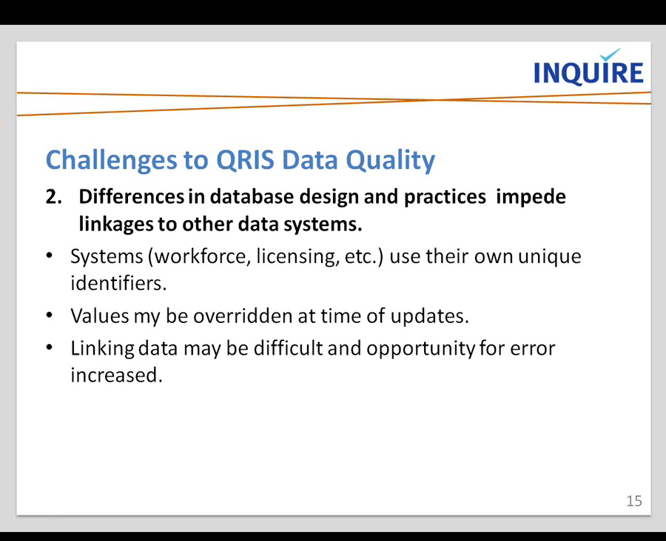A final issue with linking is that each agency or organization has its own method of data representation and record identification. For instance, how you do identifiers, at what level: the child level, facility level, program level, teacher level. Everybody may have their own way of determining identifiers, and that may not be compatible when linking data. All these differences in database design and practices increase the opportunity for errors when you're trying to link databases.